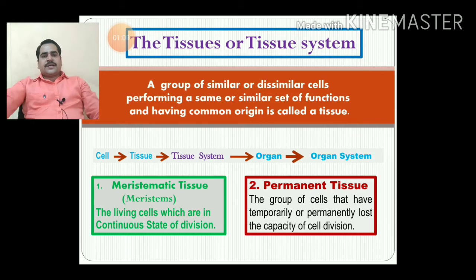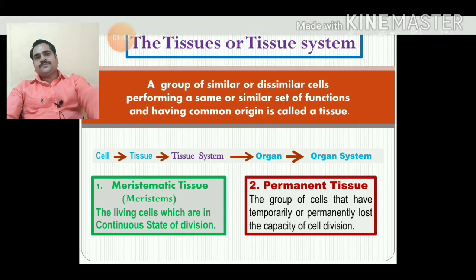In plants, there are two types of tissues: meristematic tissue and permanent tissue. So, the living cells which are in continuous state of division together form meristematic tissue, whereas the group of cells that have temporarily or permanently lost the capacity of cell division is called permanent tissue. Permanent tissues are again further divided into different tissues on the basis of their functions and location.